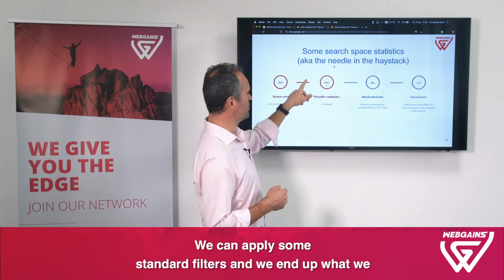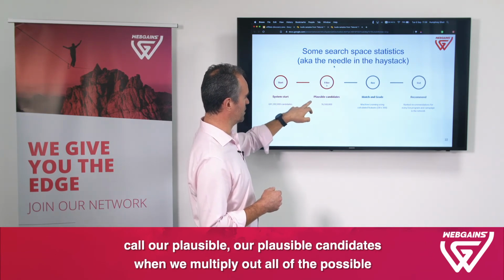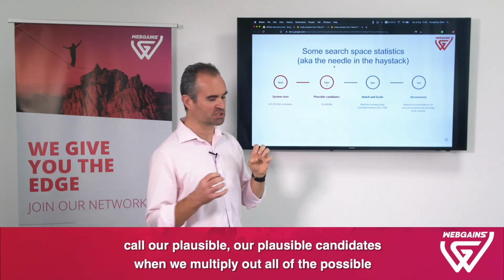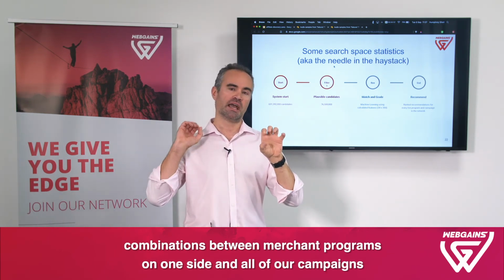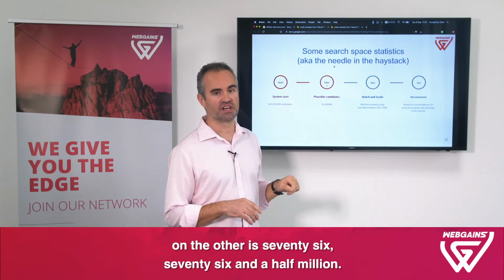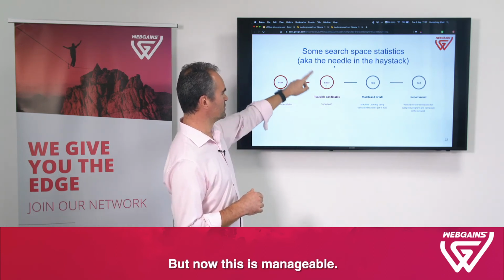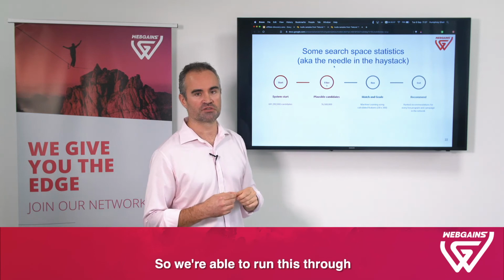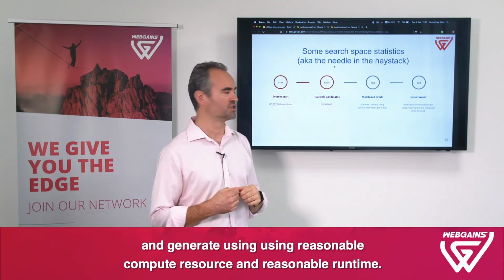We can apply some standard filters, and we end up with what we call our plausible candidates. When we multiply out all of the possible combinations between merchant programs on one side and all of our campaigns on the other, it is 76.5 million. So still large, but now this is manageable. So we're able to run this through and generate using reasonable compute resource and reasonable runtime.